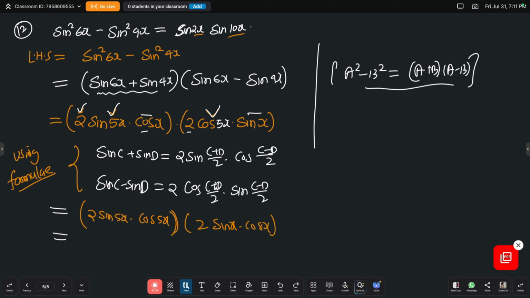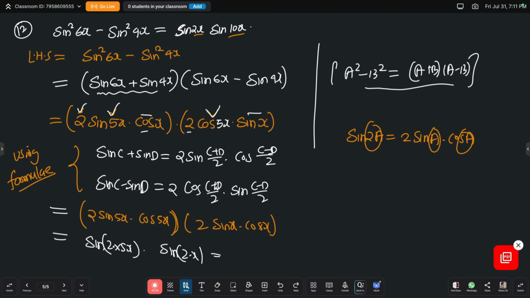Which formula? 2 sin cos, sin 2a. What is the formula? Recall sin 2a is 2 sin a into cos a. Formulas are like patterns, you should know. Whenever the angle coming is double, correct? So if you apply this formula here, 2 sin 5x cos 5x will be sine 2 into 5x, and 2 sin x cos x is sine 2 into x.